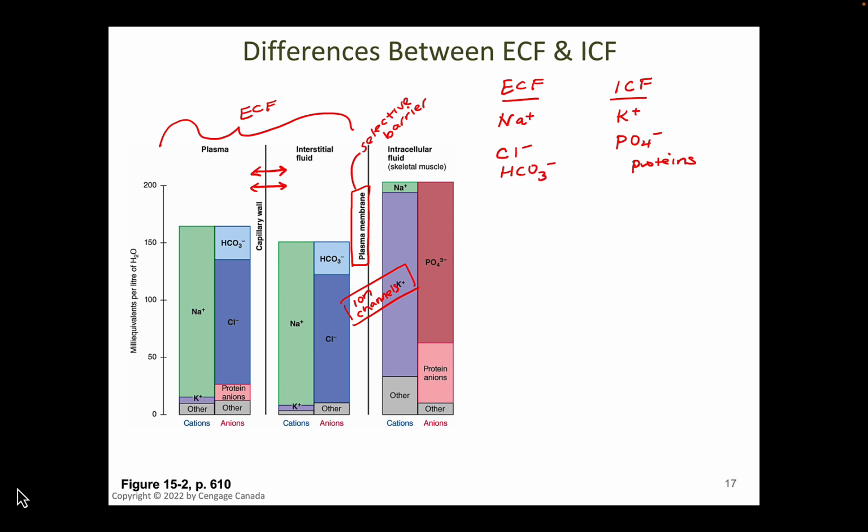Water can pass through this membrane. Remember, how water moves is by osmosis. So the key factor that determines water movement between the inside and outside of cells is osmolarity, or osmosis.